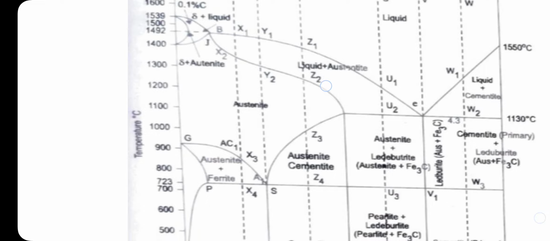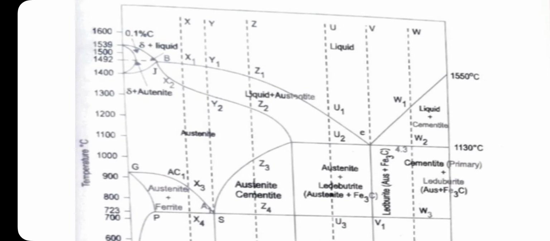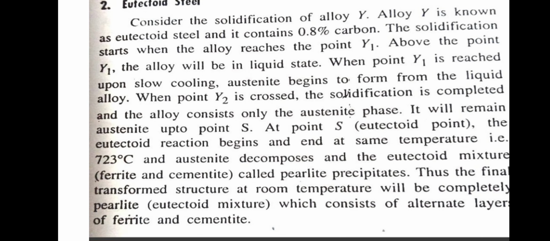So from X to X1 it is in liquid state, X1 to X2 liquid plus austenite, and X2 to X3 completely austenite, and X3 to X4 some portion of austenite is converted into ferrite, and below X4 austenite is converted into pearlite. So it consists of ferrite and pearlite structure at room temperature. This is hypoeutectoid steel.